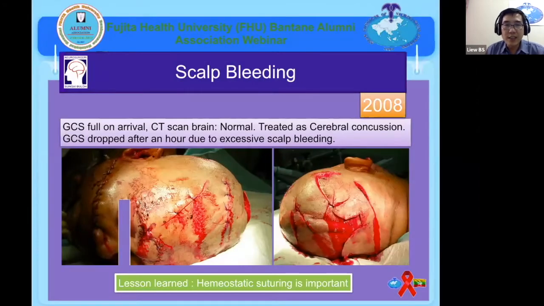I had a case, at a very early stage of my career, where I was told by the ED physician of a patient with cerebral concussion coming to my ward. This was an assault case. So, as usual, I asked for the patient to be admitted to the ward. When I saw this patient, despite a full Glasgow Coma Scale, he was comatose in the ward, and I found there was a lot of bleeding over the scalp. Sometimes I feel that this is something very neglected by most people. We can have excessive bleeding from the scalp if it is not attended to, despite a normal CT brain.